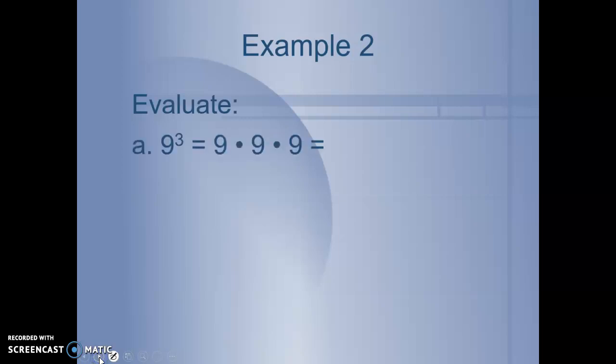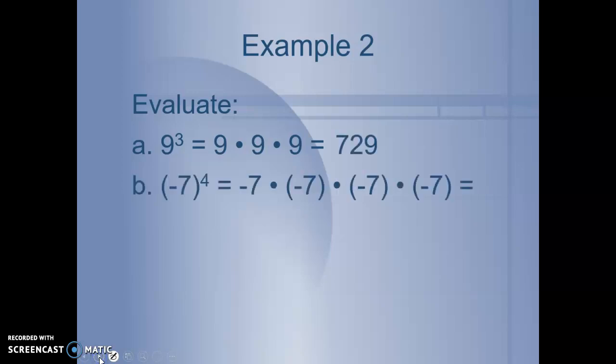Let's evaluate the following expressions. Evaluate is just a fancy word for solve. Simplify it down to one number. And 9 to the 3rd power, we know that's the same as 9 times 9 times 9. And hopefully when you do that on your own, you get 729.